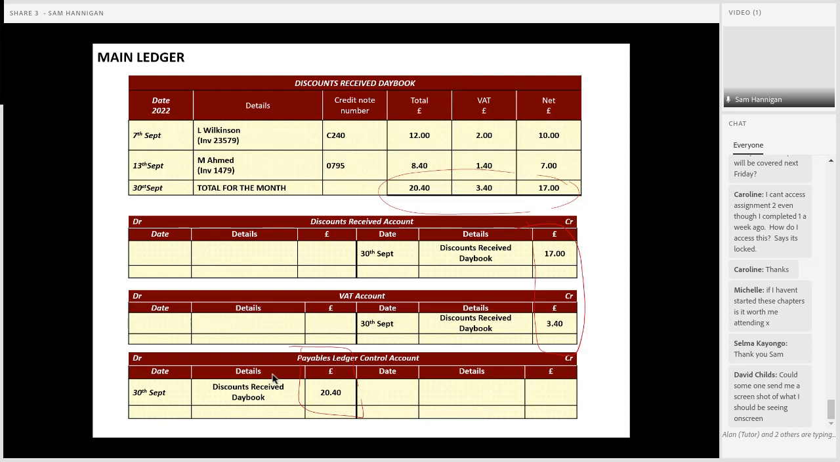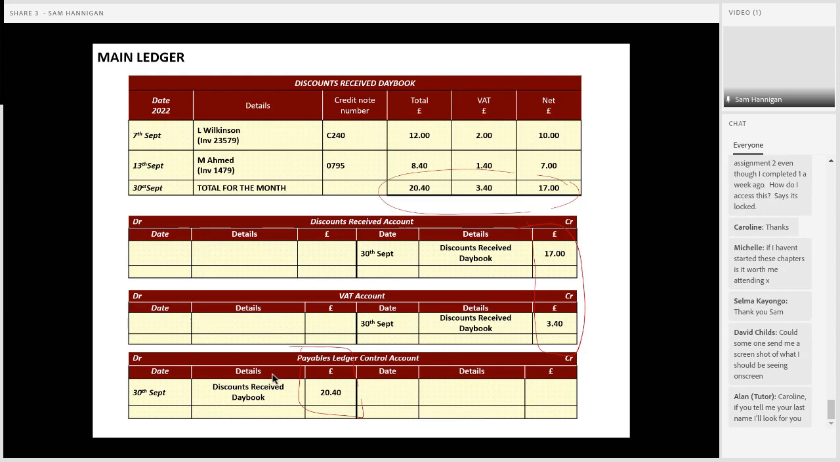Could someone send me a screenshot of what I should be seeing on screen? Yes, what I'll do, David, can you please drop me an email now? And I'm going to send you my PowerPoints. And if you're struggling to see what's on screen next week, I'll try and send it to you once I finish writing it. Oh, Caroline, can you tell us your last name? And Alan will look now for you while I'm still sat here.